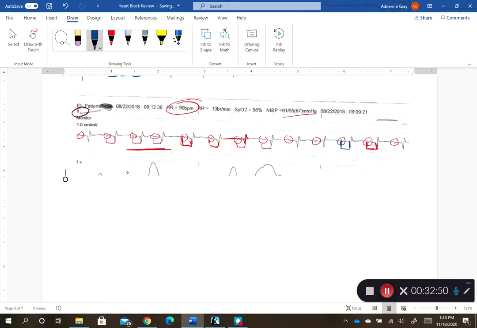So this is a first degree heart block. I have a junctional rhythm. It's at 90 beats per minute, so that's an accelerated junctional. If you have trouble labeling what type of junctional, go back to the junctional rhythm ID video. Accelerated junctional rhythm at 90 beats per minute with first degree heart block.